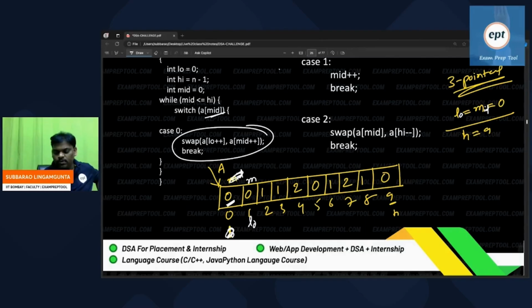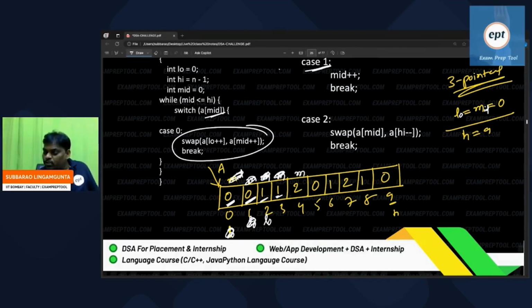Next one, in the similar way, again check 0. Same: A of low and A of mid are swapped, then mid also increments, low also increments. Next, if it is 1, then only mid will increment. If it is 1 again, mid only will increment.